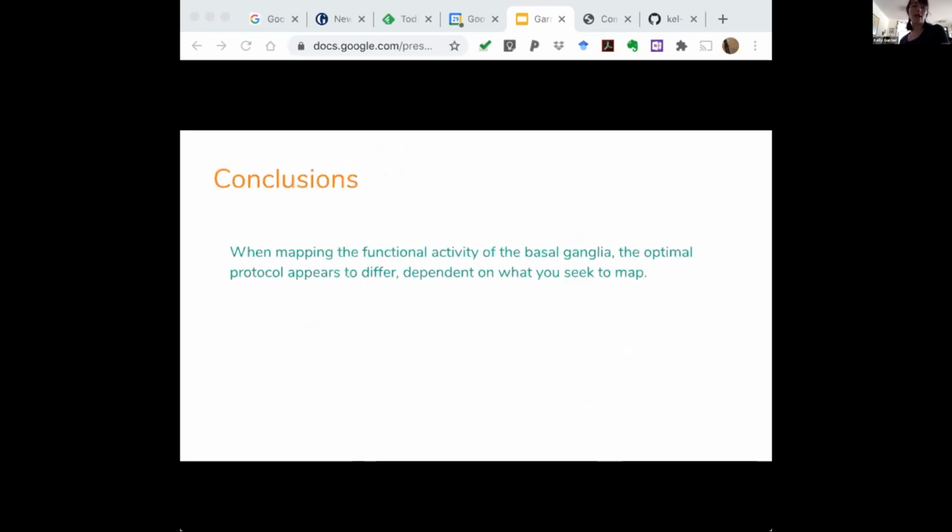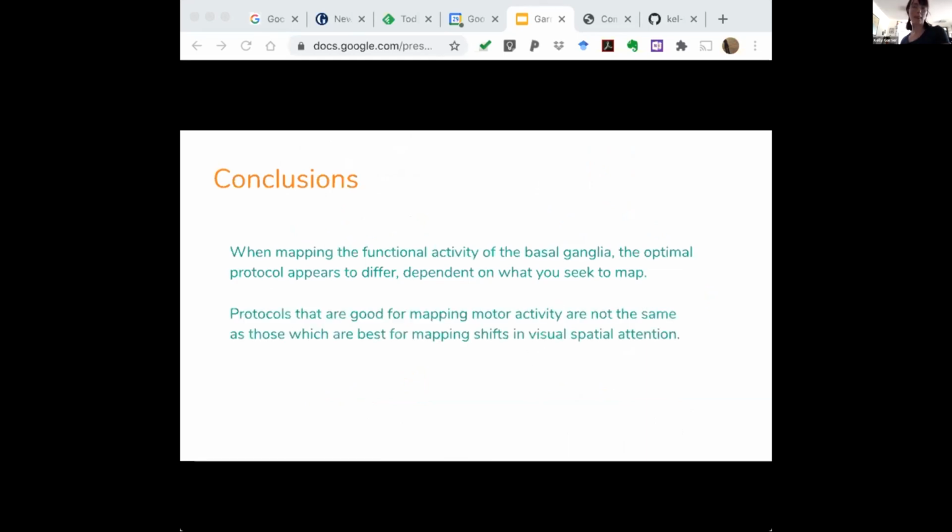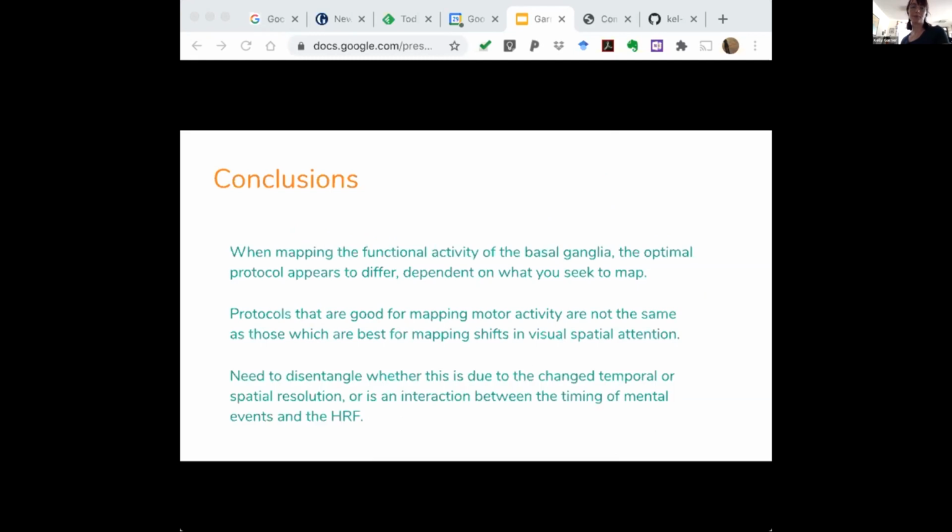So in conclusion, when mapping the functional activity of the basal ganglia, the optimal protocol appears to differ dependent upon what you seek to map. Protocols that are good for mapping motor activity are not the same as those which are best for mapping shifts in visual spatial attention. And we need to disentangle whether this is due to the changed temporal or spatial resolutions, or if there's an interaction between the timing of mental events and the hemodynamic response function.